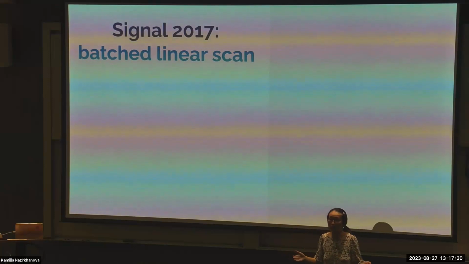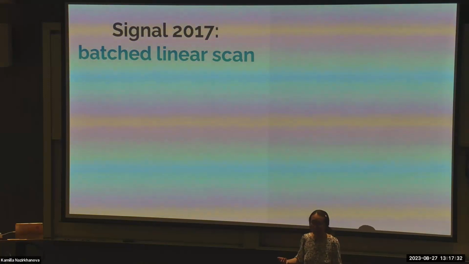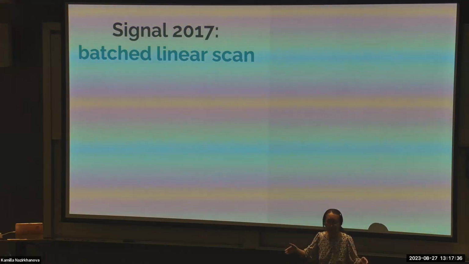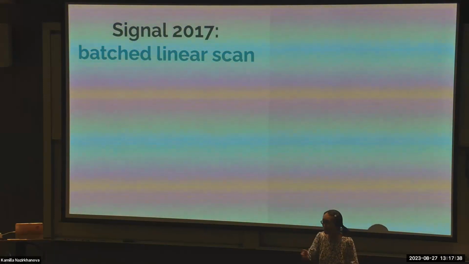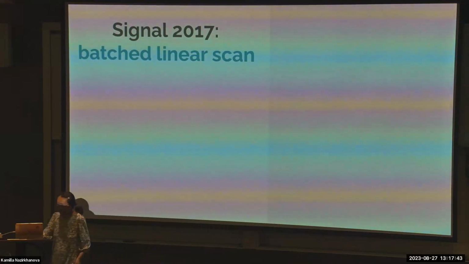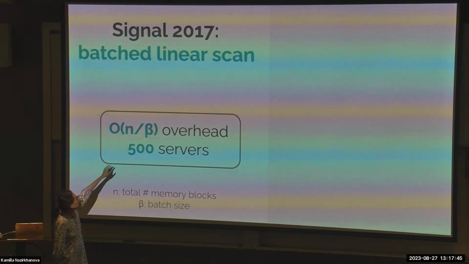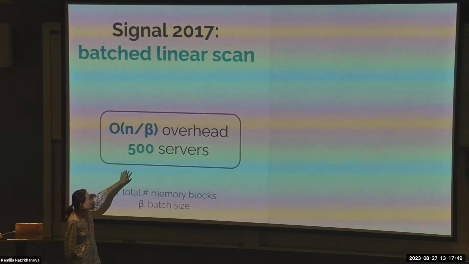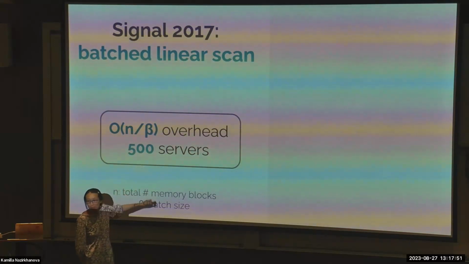I mean, of course, this is very expensive because they have a billion-size database. So they made some optimizations, and they say, okay, we are going to do it in a batch. Once we gather a batch of queries, we make one scan through the whole database, but it's still going to be rather expensive. So the overhead is linear, n divided by beta, where beta is the batch size. So back then, in order to handle the load, they had 500 servers.